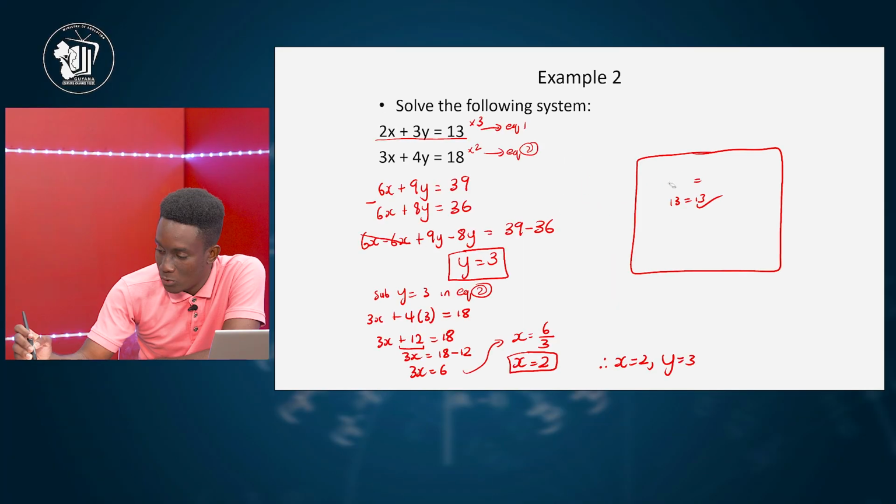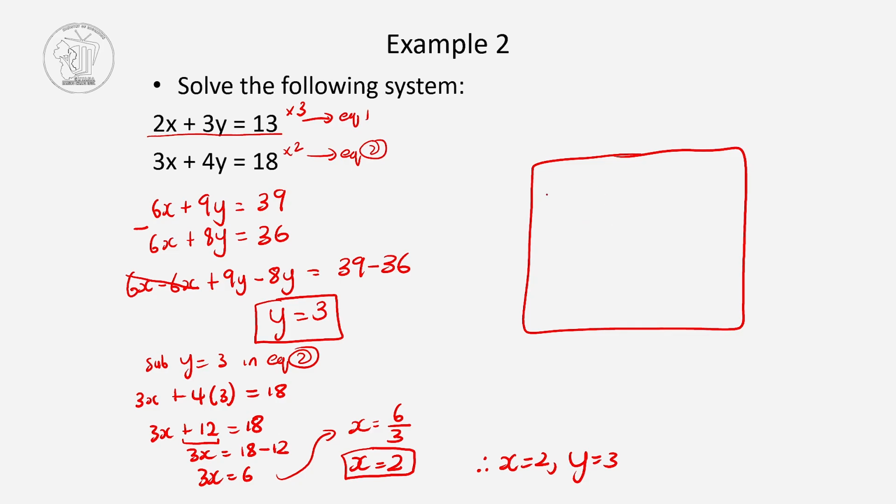So let's verify it now with the other equation. We'll have 3 times x, which is 2, plus 4 times y, which is 3, is equal to 18. And 3 times 2 is 6, plus 4 times 3 is 12, which is equal to 18. So 6 plus 12 is equal to 18, which is equal to 18. So that checks out as well. So we know our 2 answers that we got were correct.